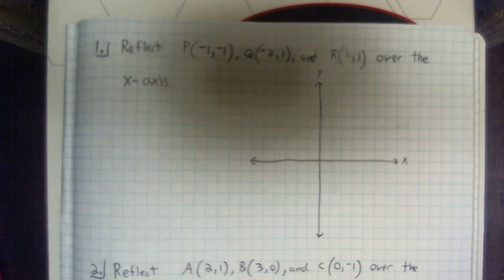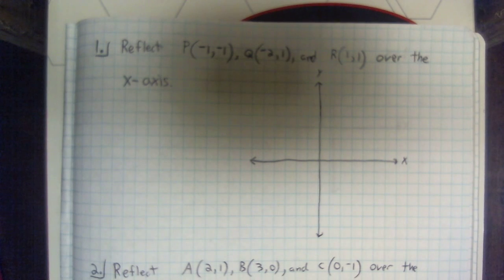Alright, today's lesson is about reflections. There are a couple of different reflections that we talked about in class. We talked about a reflection over the x-axis, a reflection over the y-axis, reflections over the line y equals x, and then reflections over y equals a number or x equals a number. Alright, so we're going to look at a couple of examples.